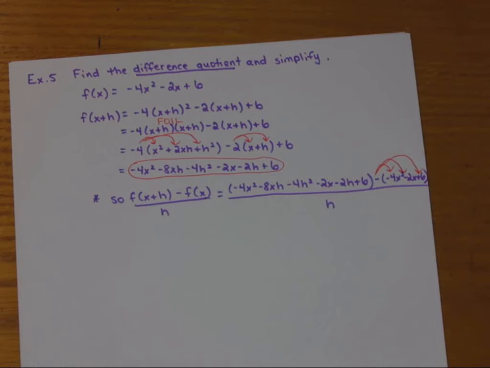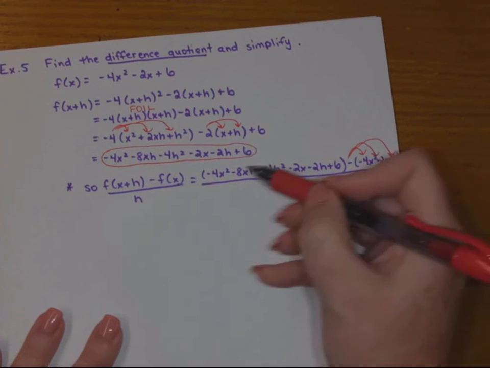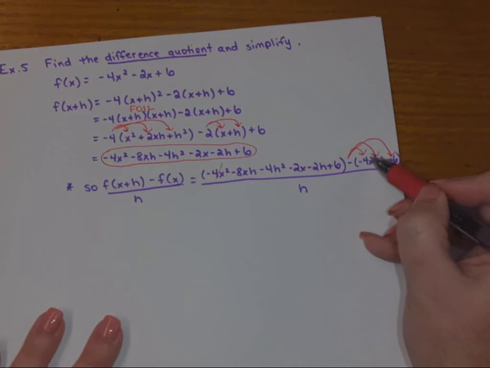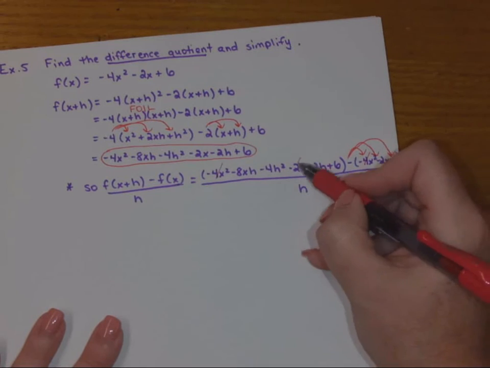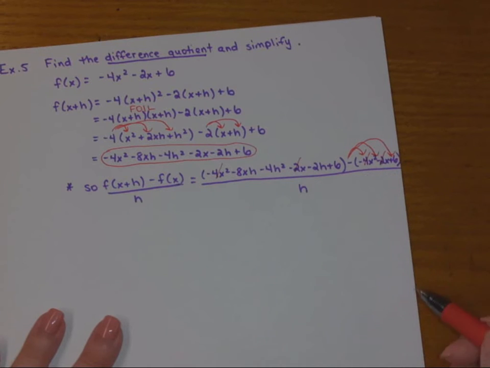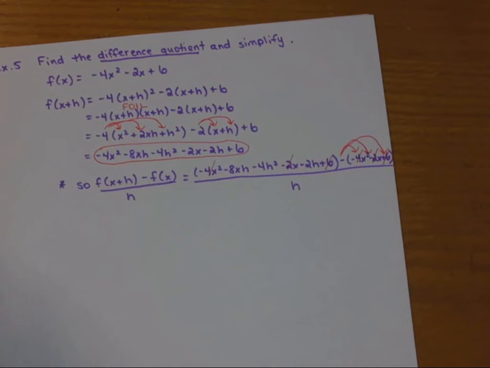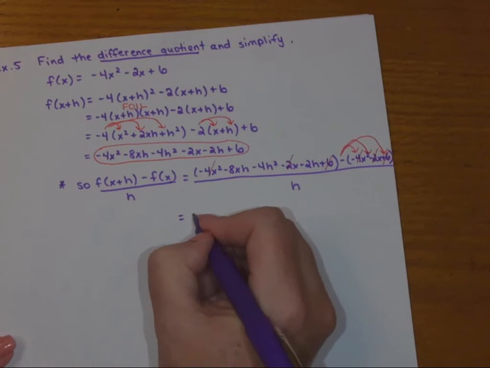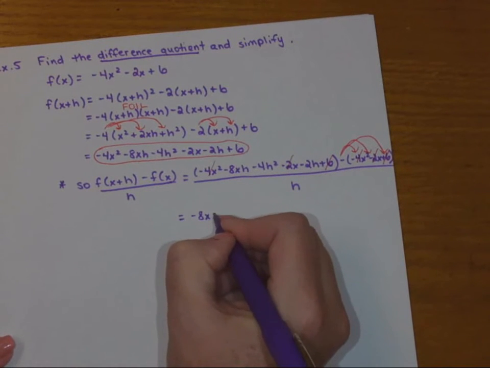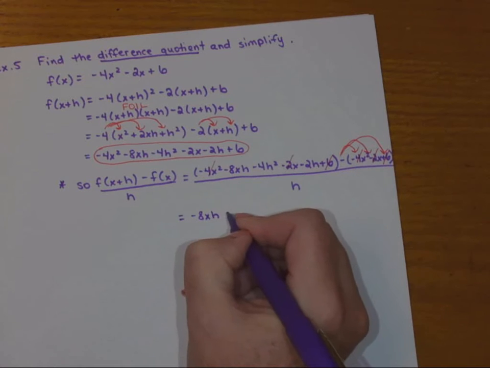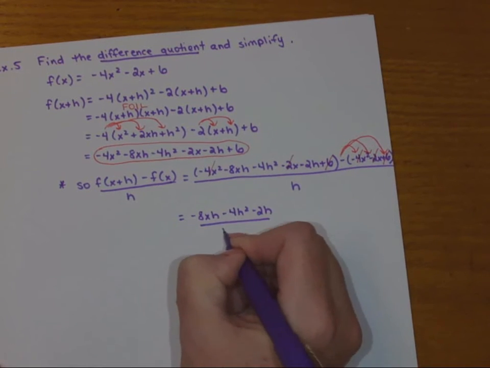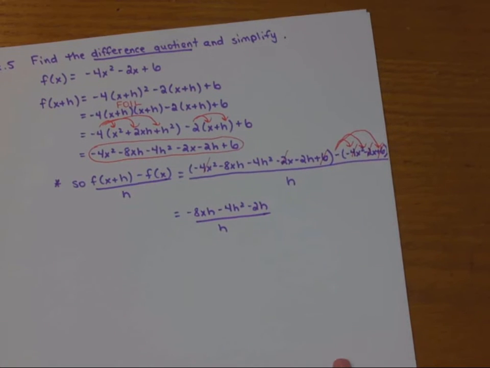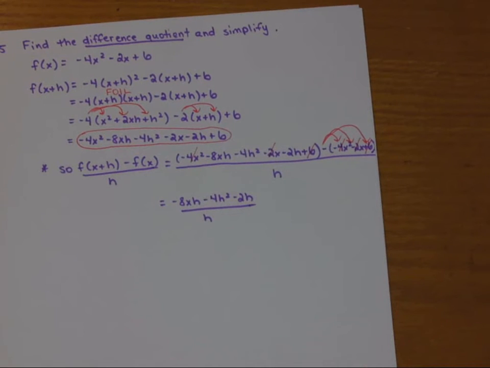So without writing it all again, just know that these are always going to pair up. This negative 4x is going to change to a positive 4x and cancel with it. This is going to change to a positive, so it's going to cancel with that negative at the front. And then this is going to change to a negative, which cancels with the original plus 6. So we end up with this remaining: negative 8xh minus 4h squared minus 2h over h. After we canceled the pairs of like terms, that's all we had left.